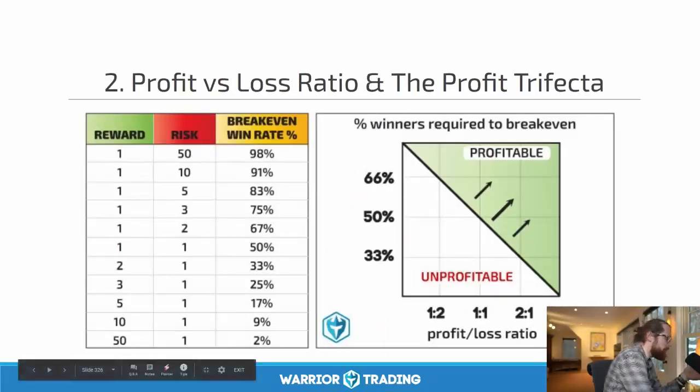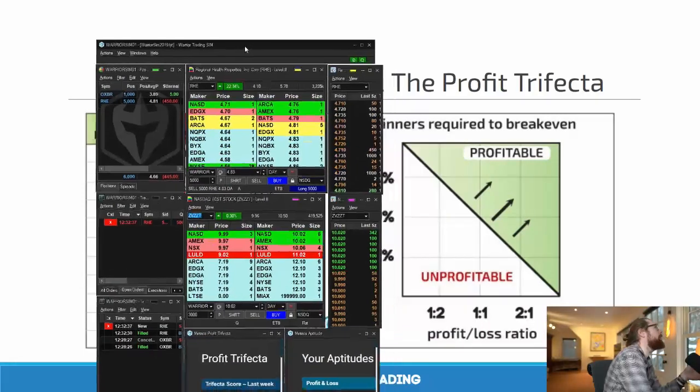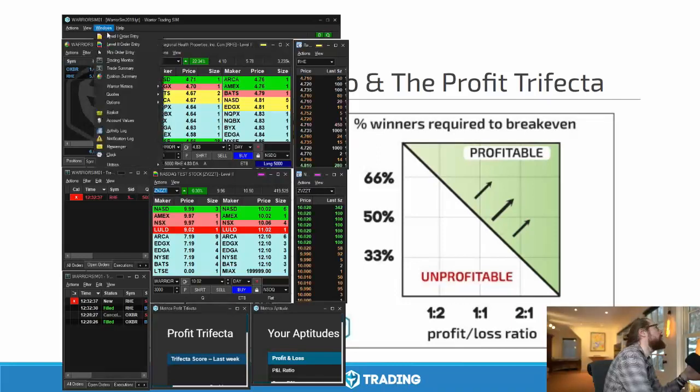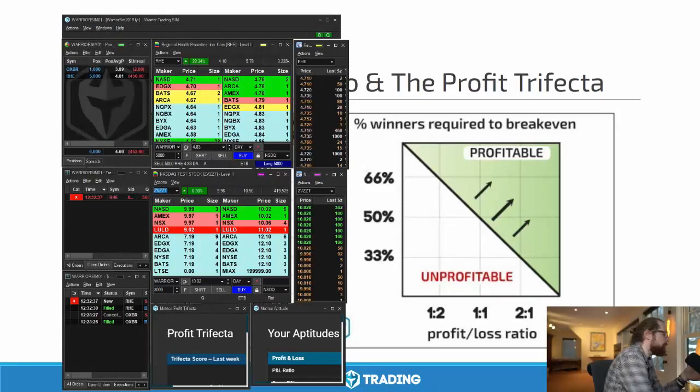When you're trading in the simulator, in the Sterling simulator, you'll notice up here under Windows, you've got Warrior Metrics, you've got your aptitude, performance, and profit trifecta. Now, we'll open up performance here. What these three windows do for us is aggregate all of your trading activity.